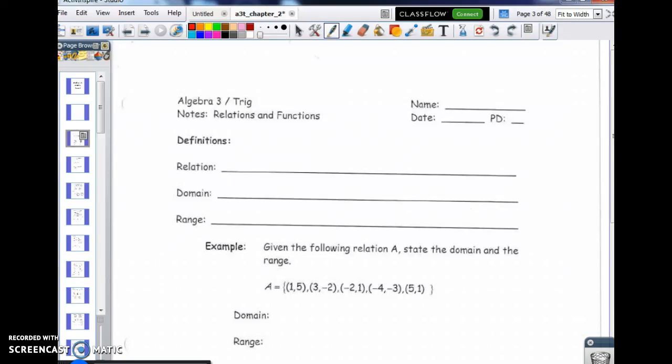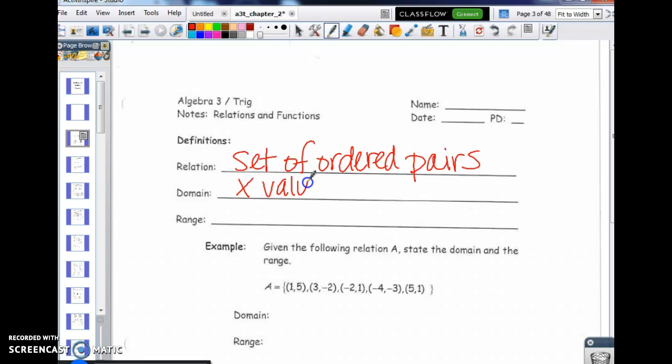Again, we are on Chapter 2, Section 1, Relations and Functions. The first thing we're going to do is define a couple terms. First, a relation, right now we'll consider this a set of ordered pairs. Our domain from before are x values. Our range are y values. Let's look at an example here.